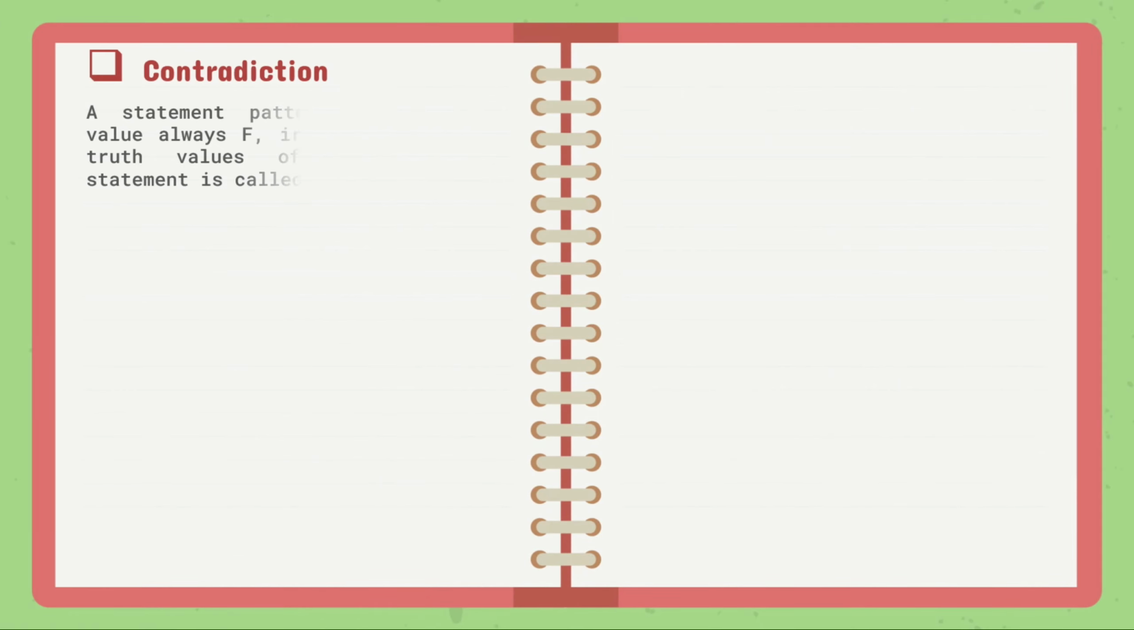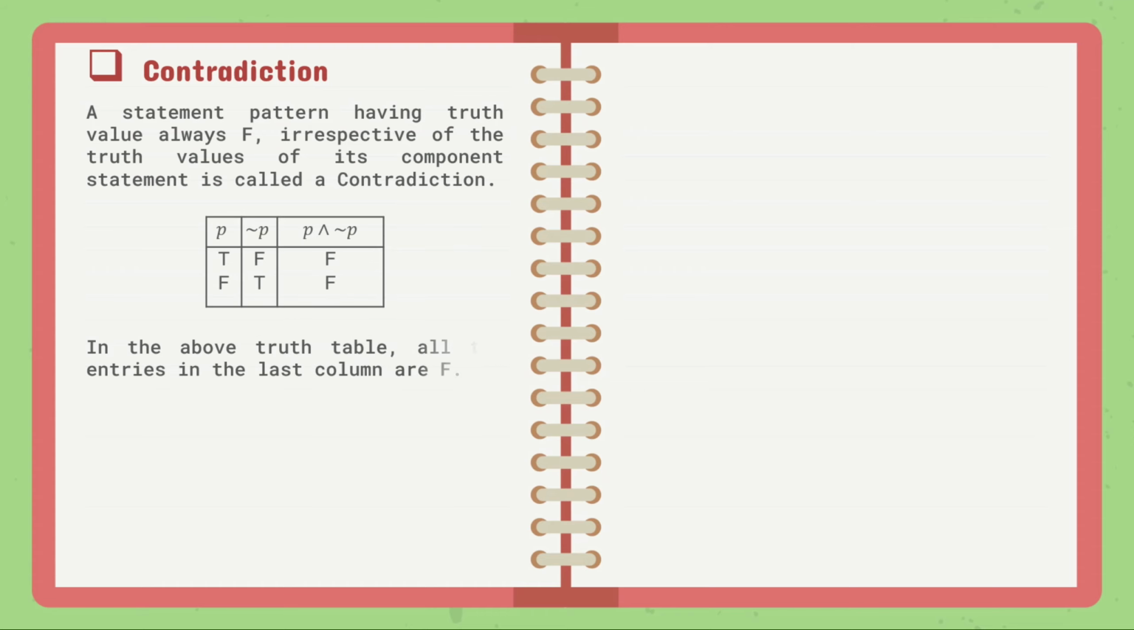Next is contradiction. A statement pattern having truth value always F, or false, irrespective of the truth values of its component statements, is called a contradiction. You can pay attention to this truth table. In the above truth table, all the entries in the last column are false or F. So, the given statement pattern is a contradiction.